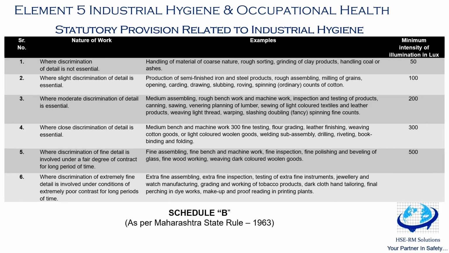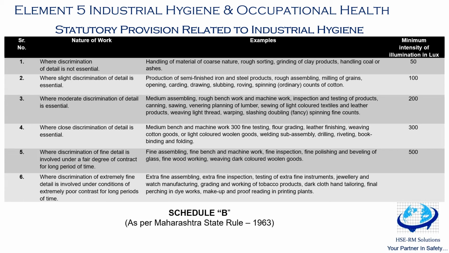Now where, under fair degree of contrast, you require absolute visibility, there fine benches and machine work, where fine polishing work is happening, you need to observe whether it is properly finished, whether there are any marks or not. So there the illumination level is required to be around 500.